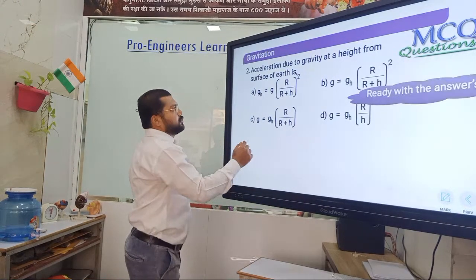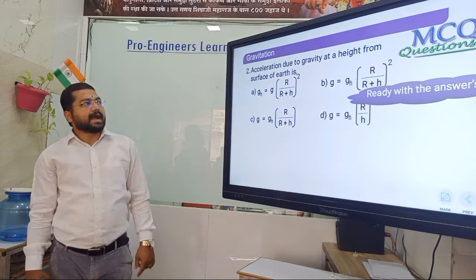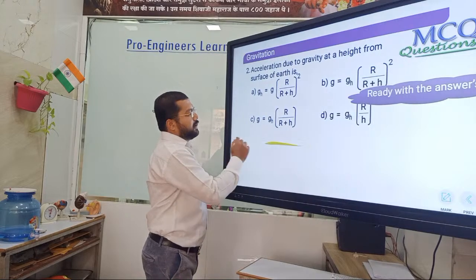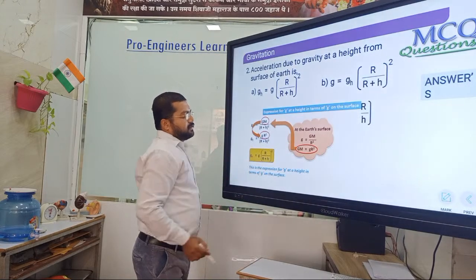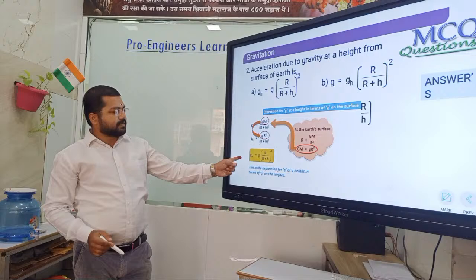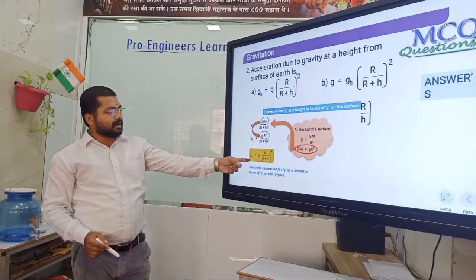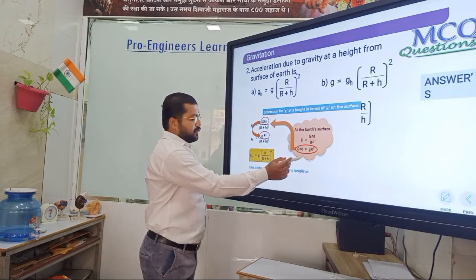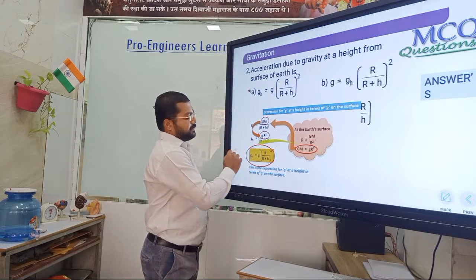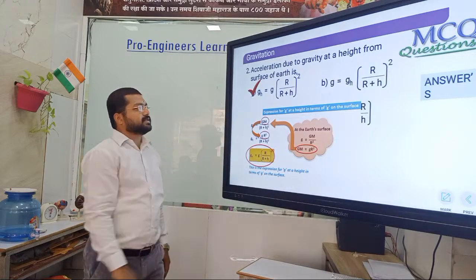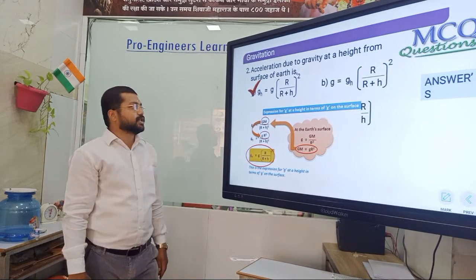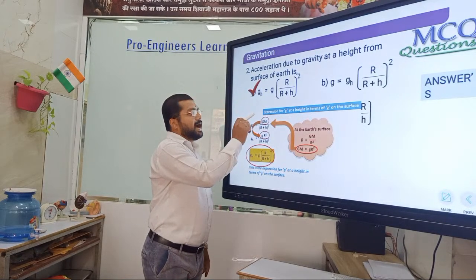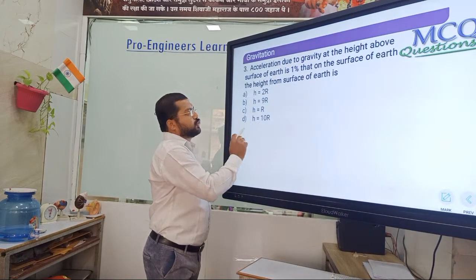Second question, acceleration due to gravity at a height from surface of Earth. So we have to select the correct formula. This is what we have derived. gh is equal to g R upon R plus h whole square. This is the expression of g at height. Right? So this is the correct answer. Answer is A. gh is equal to g in bracket capital R upon R plus h, whole square.